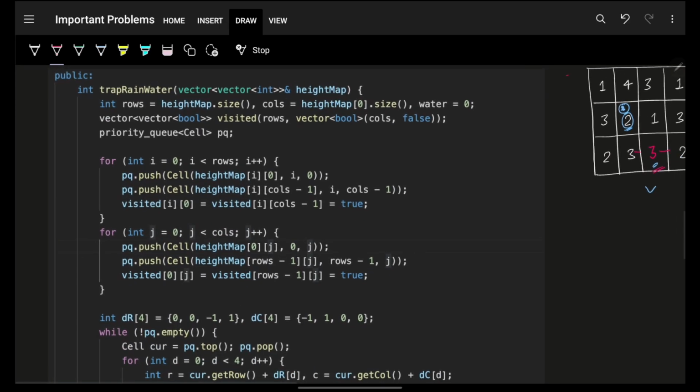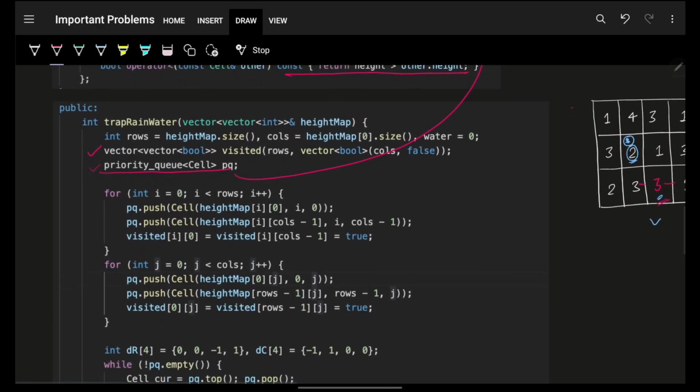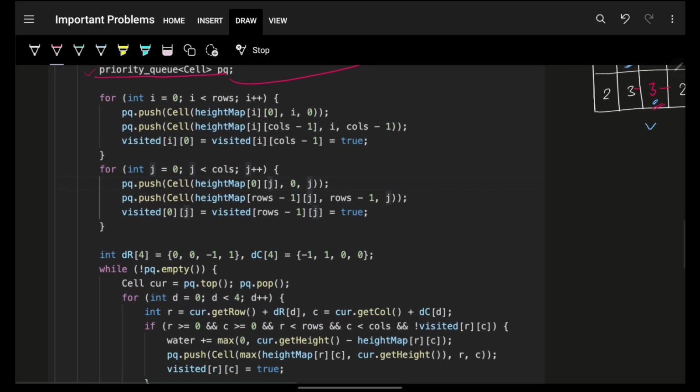Now comes the fun part. I have a visited vector which will tell me what I visited, and a priority queue. Priority queue is nothing but the main heap here, a min heap sorted on the basis of height. Smaller the height, that element will be the top of the min heap.